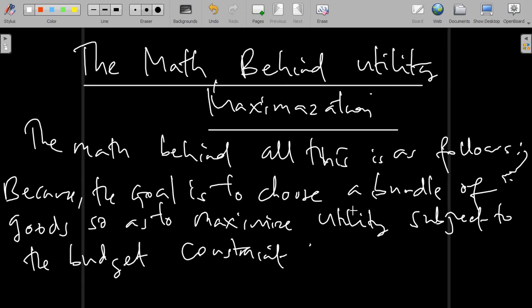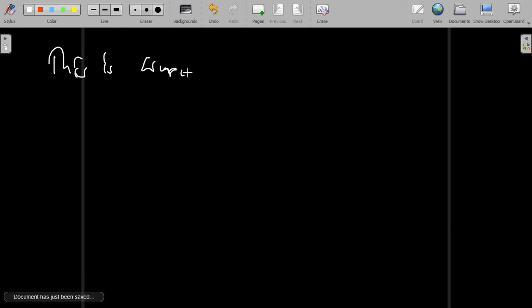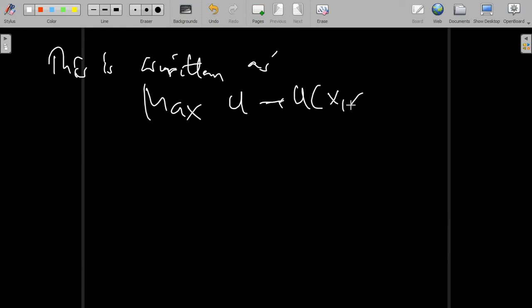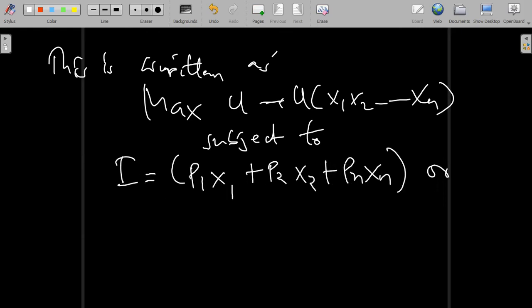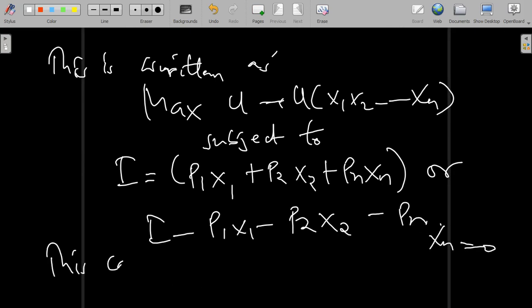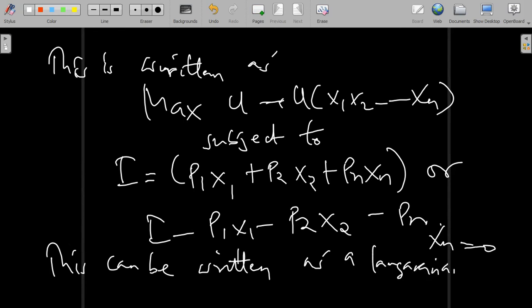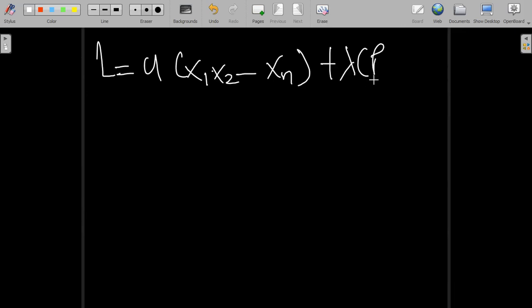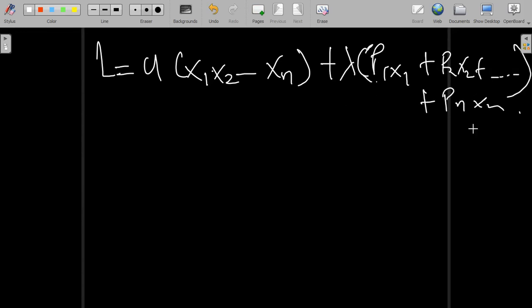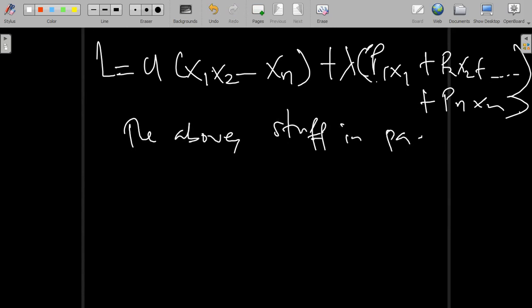This can be written as a maximization of utility, U = U(x1, x2, ..., xn), subject to I, our total income, being equal to p1x1 + p2x2 + ... + pnxn. We can rewrite this as income minus p1x1 minus p2x2 minus ... minus pnxn. So the Lagrangian formula will be given as U(x1, x2, ..., xn) plus lambda times (I - p1x1 - p2x2 - ... - pnxn).